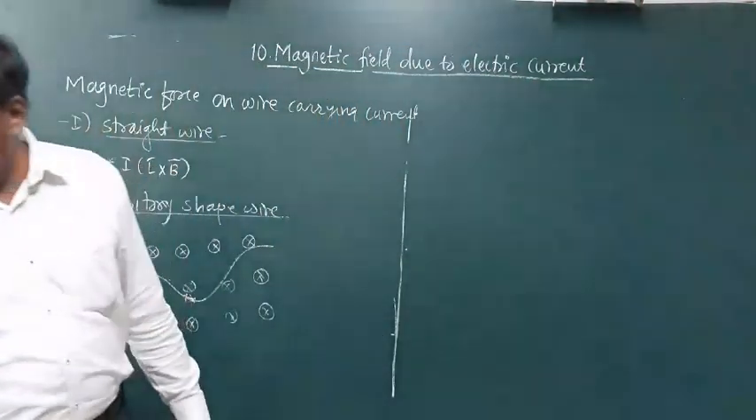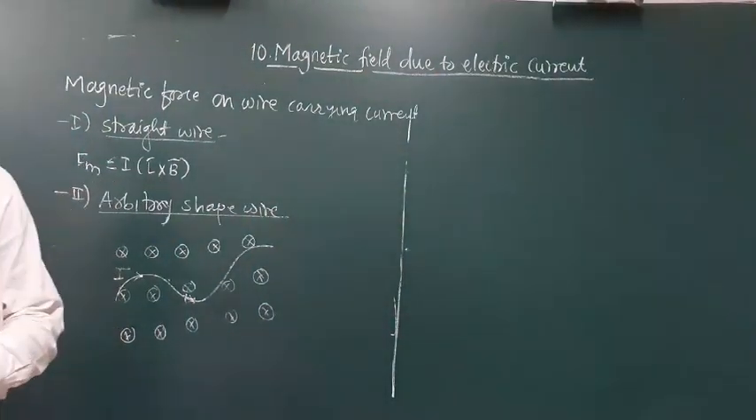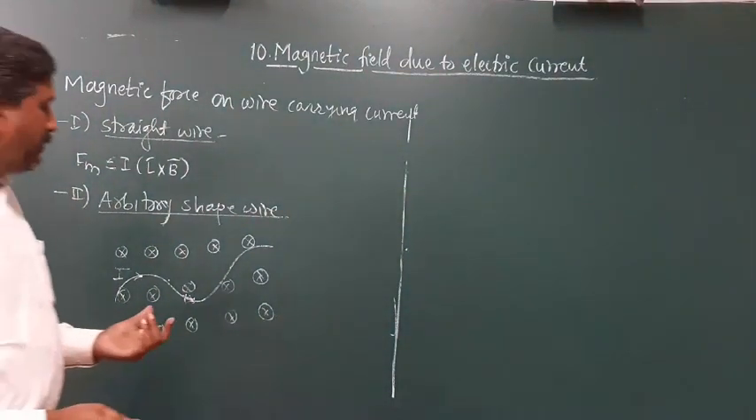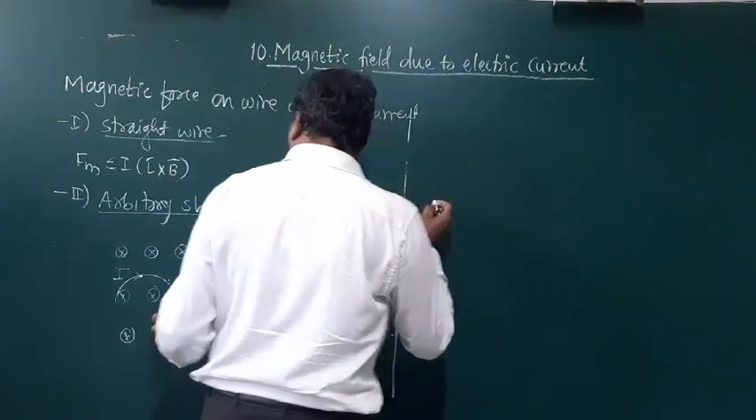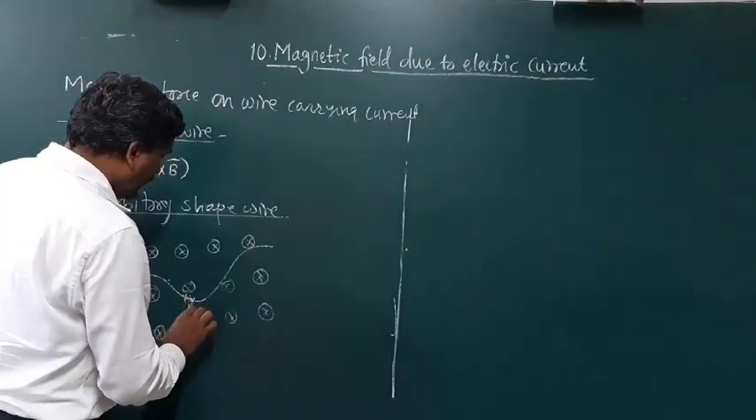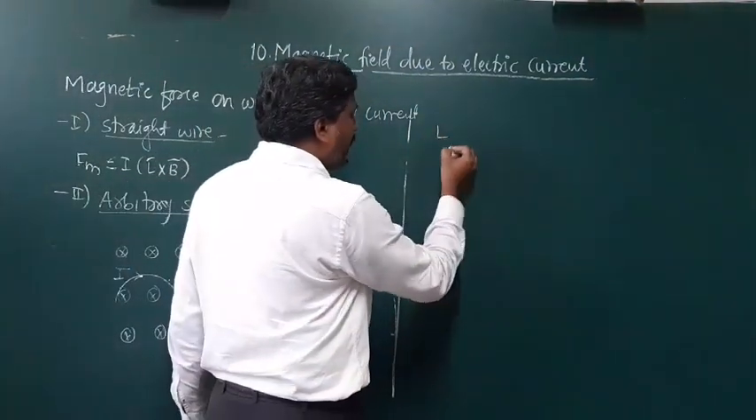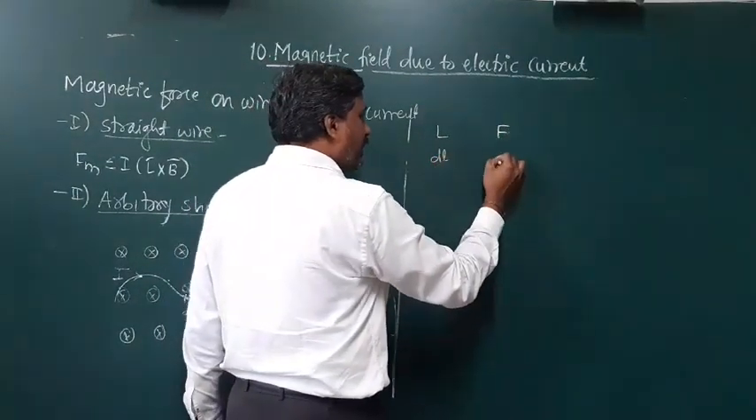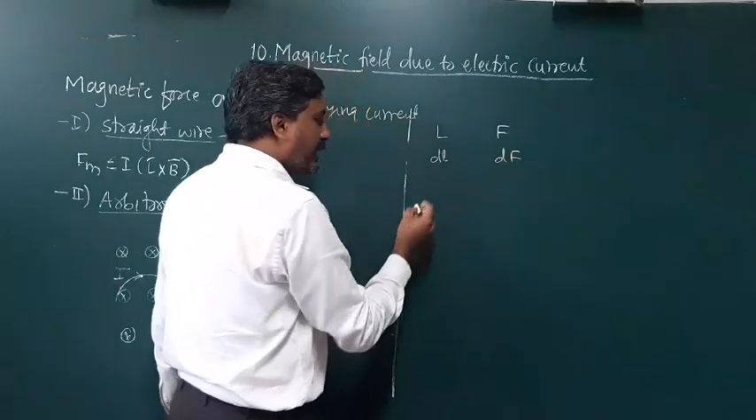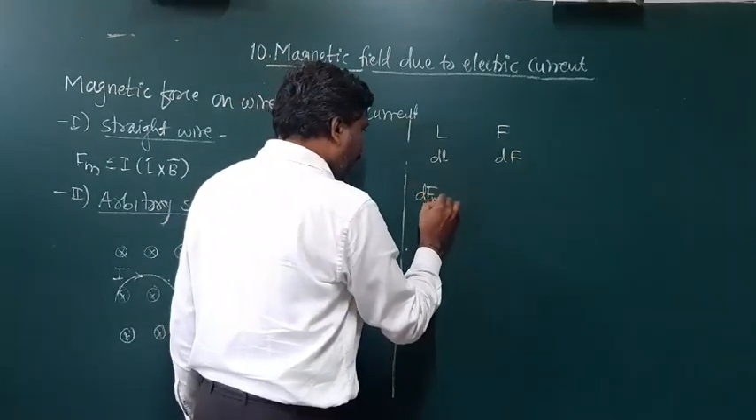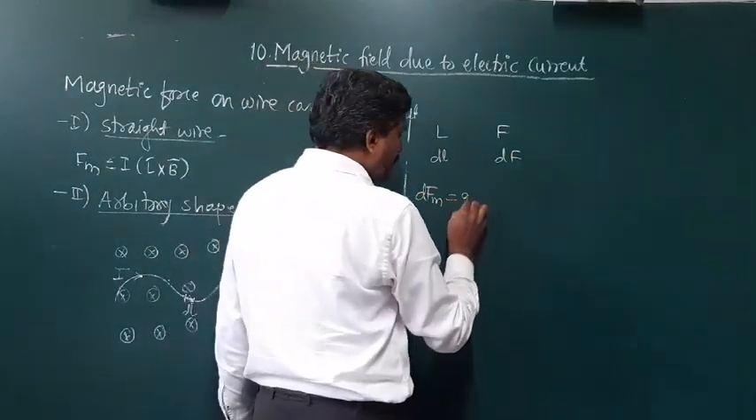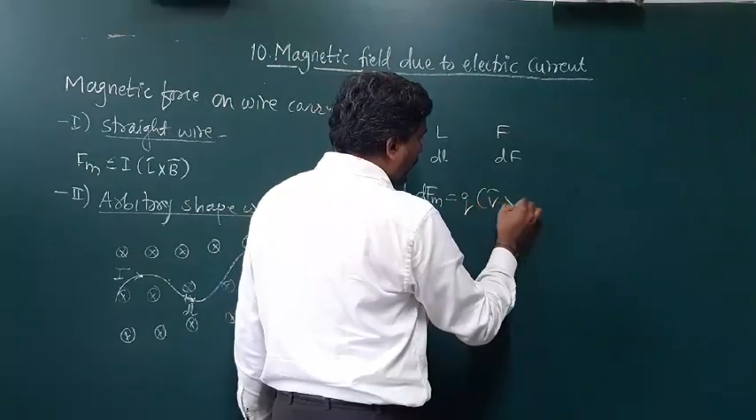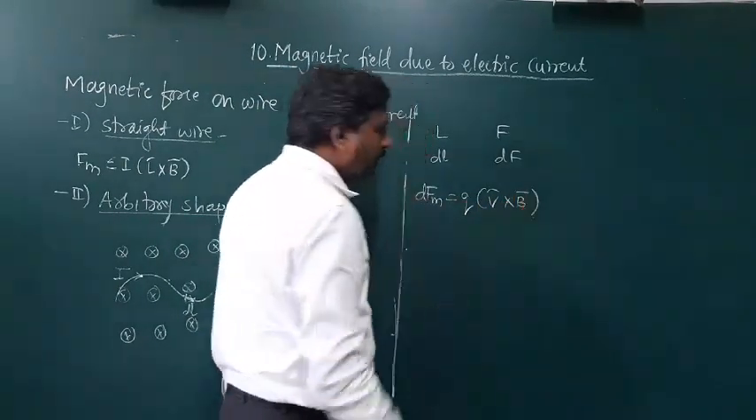Now here we have to calculate the magnitude of force. It is simply given by, because we are selecting a small element whose length is dl. If the total length is L, then the force is F. If the length is dl, then the force is very short, so it is a dF. So that dF, that is the magnetic force, is given by q, v cross B.